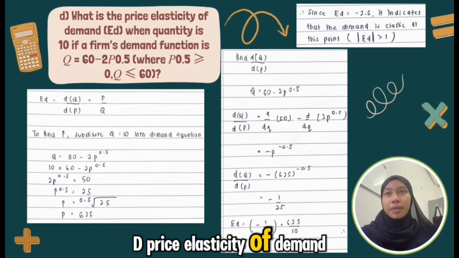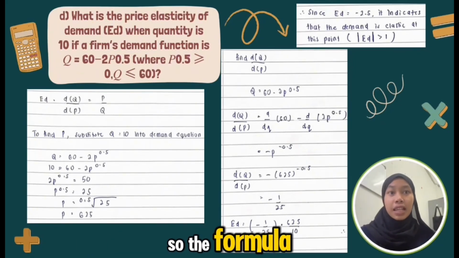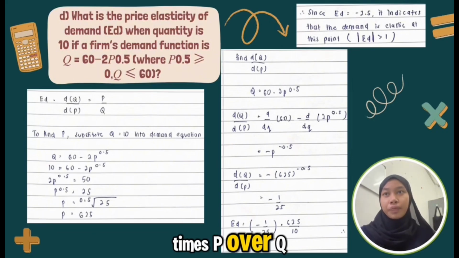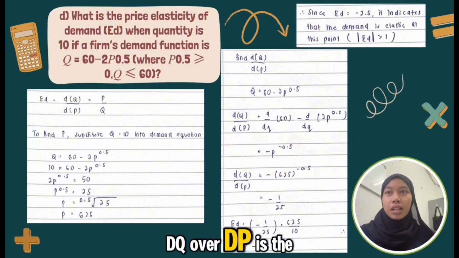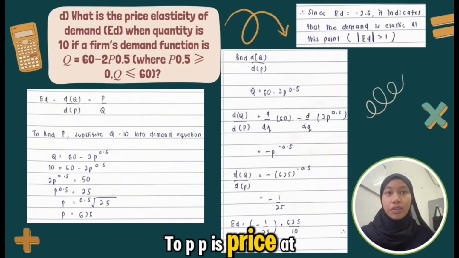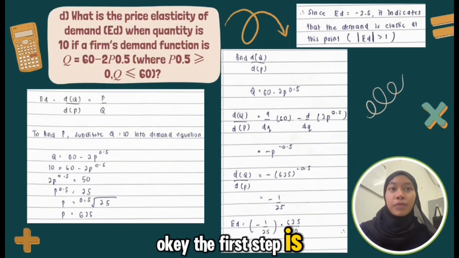Okay, question D. Price elasticity of demand measures the responsiveness of quantity demanded to a change in price. So the formula is ED equal to dQ over dP times P over Q. dQ over dP is the derivative of Q with respect to P, while P is the price at Q equal to 10, and Q is the quantity demanded.